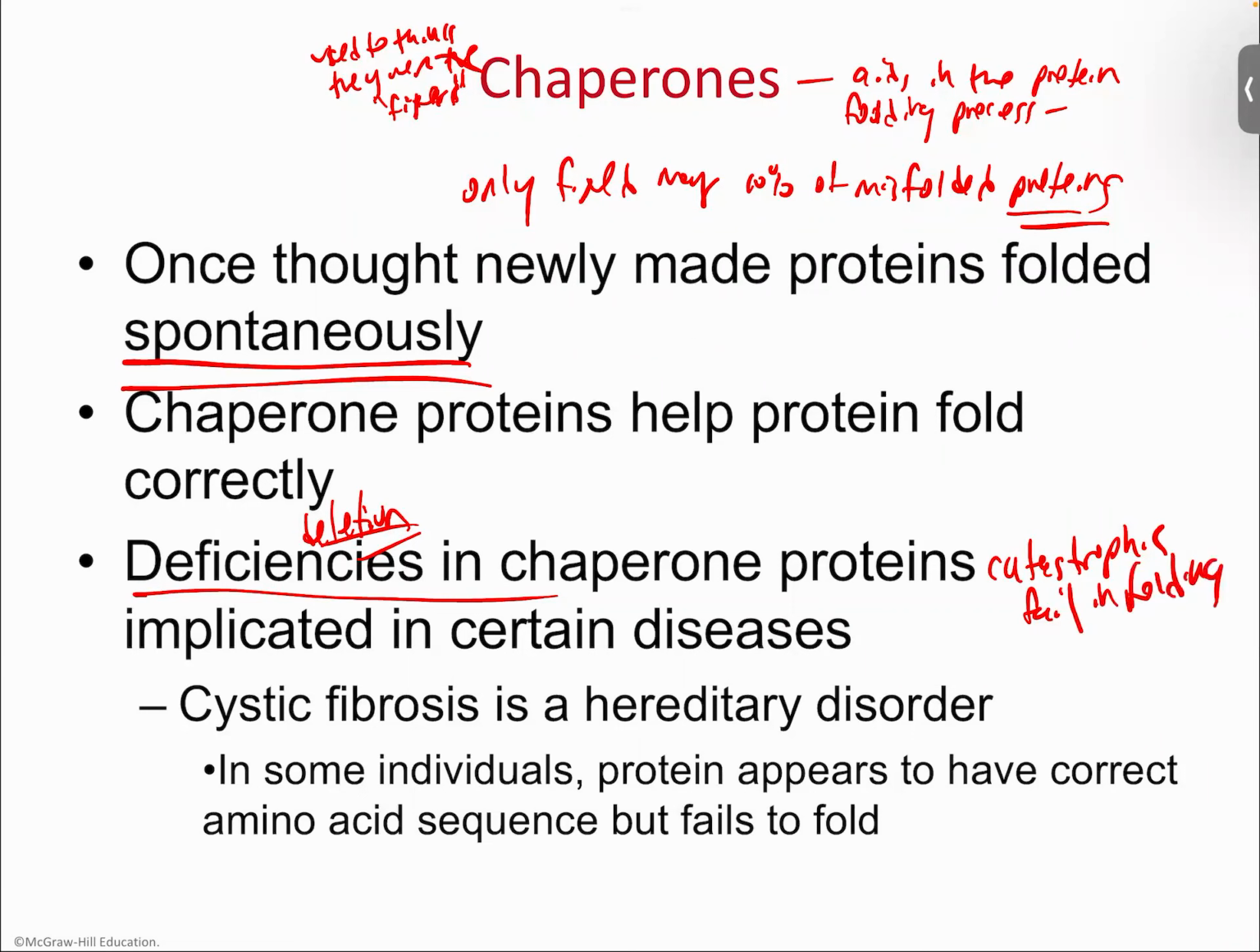And folding. And in specific, we followed this in one particularly problematic gene for a chloride channel, cystic fibrosis. So basically, cystic fibrosis is the gene that encodes a chloride channel.